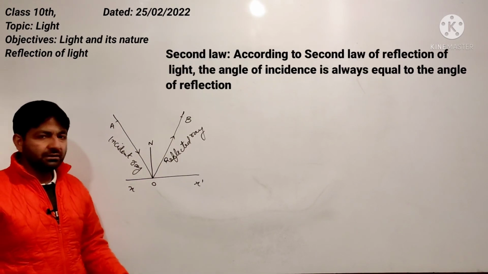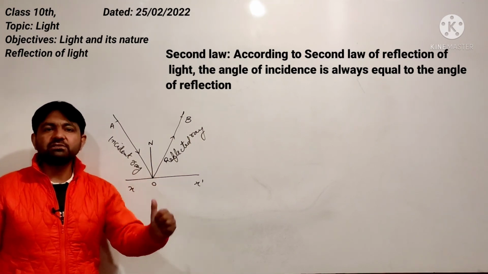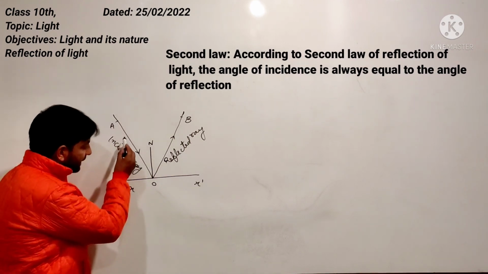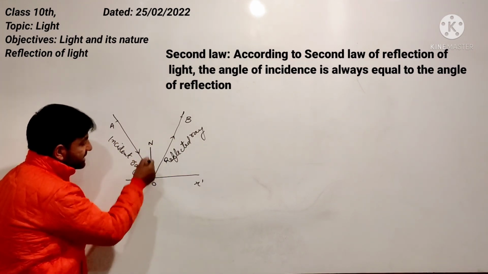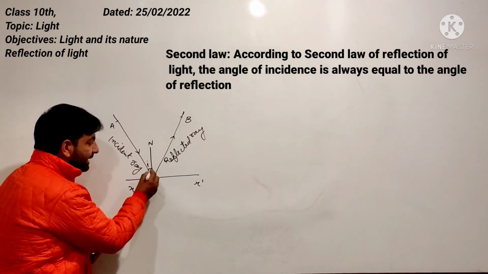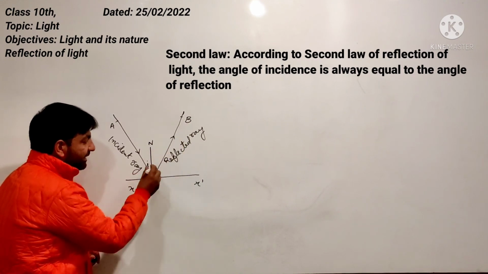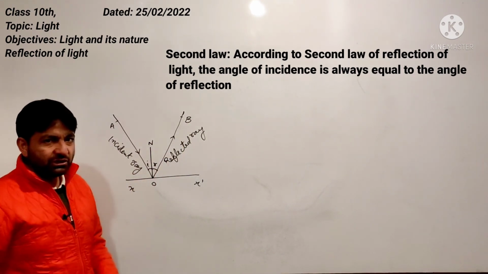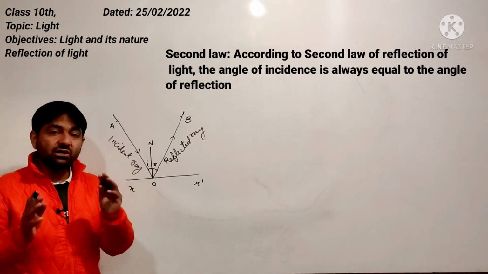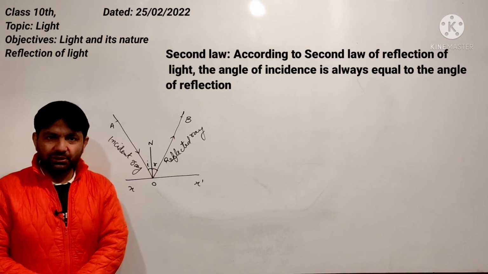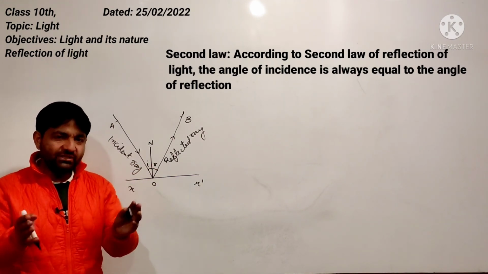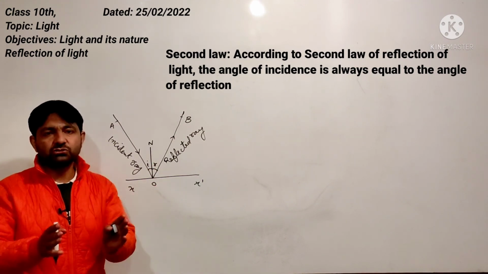Now according to the second law, the angle of incidence is always equal to the angle of reflection. What is the angle of incidence? Angle of incidence is the angle between the incident ray and the normal. This is the incident ray, this is the normal. The angle between the normal and the reflected ray is called the angle of reflection. So according to the second law of reflection of light, the angle of incidence is always equal to the angle of reflection. It means that if the angle of incidence is 30 degrees, obviously the angle of reflection would also be 30 degrees.